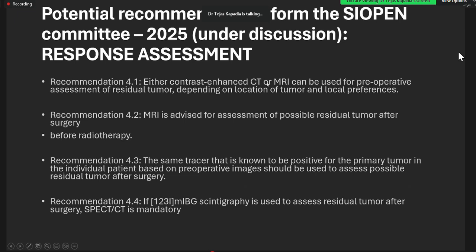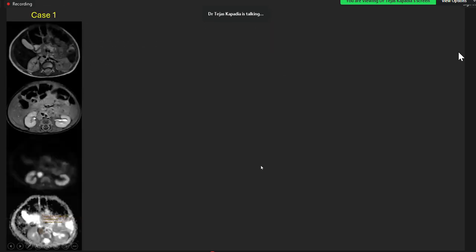And for the preoperative assessment, there is still an argument where the UK counterparts think the MRI is enough, whereas some of the European countries feel that contrast enhanced CT is also quite useful for preoperative assessment. And for possible residual tumor, it has to be MRI. Okay, so let me show you some cases now.